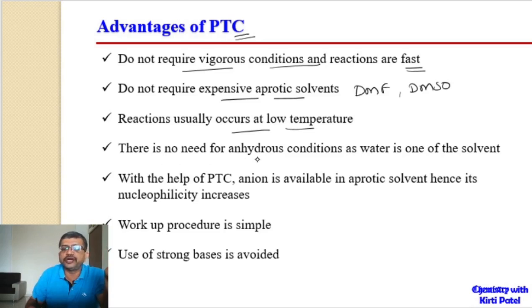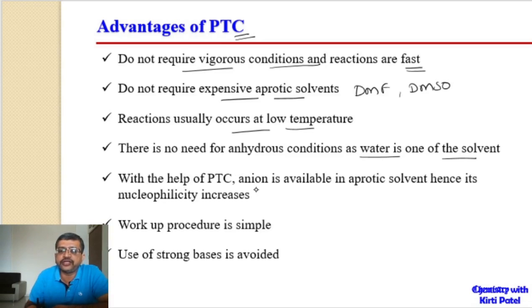Similarly, there is no need for anhydrous conditions, as water is one of the solvents. So we will not need to maintain anhydrous conditions here. Normally when we use aprotic solvents, the organic synthesis needs to be carried out under anhydrous conditions, while when we use water as one of the solvents, there is no need to maintain anhydrous conditions.